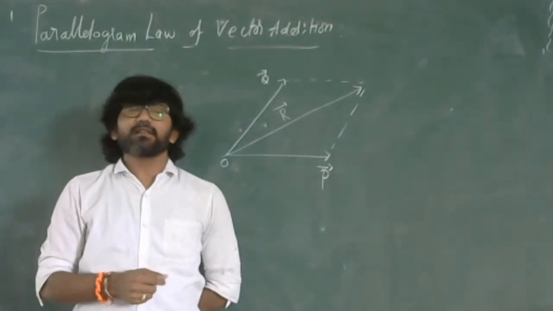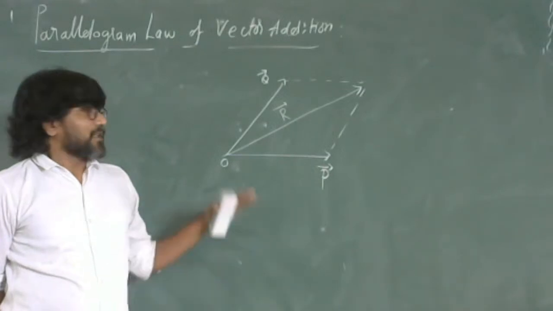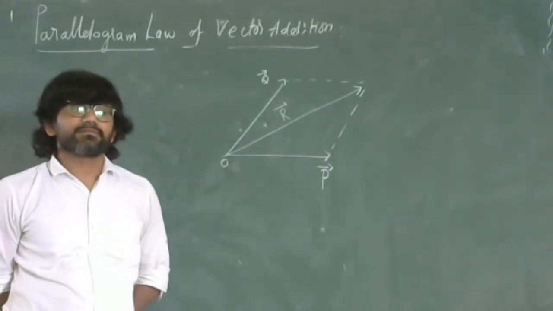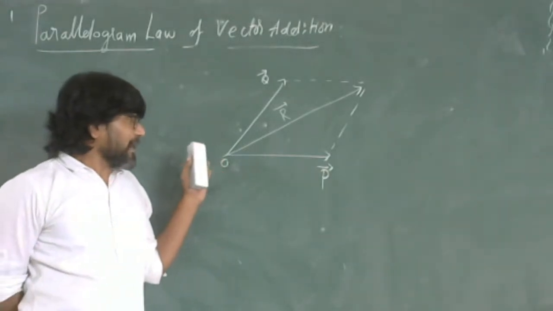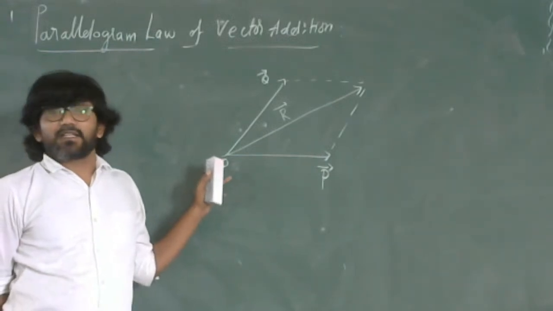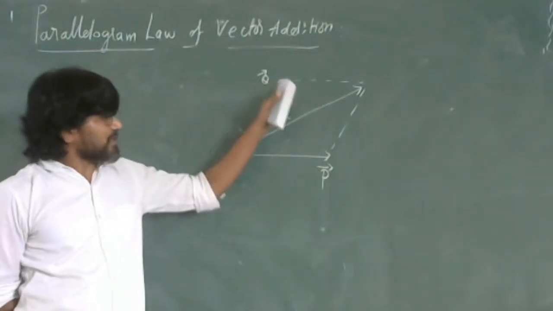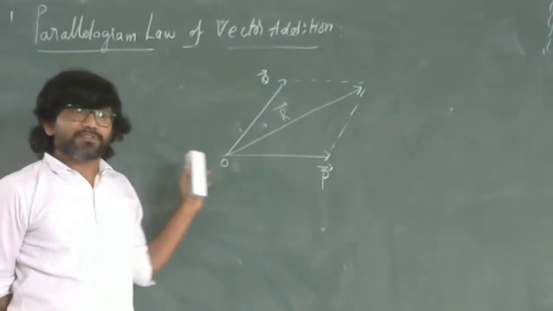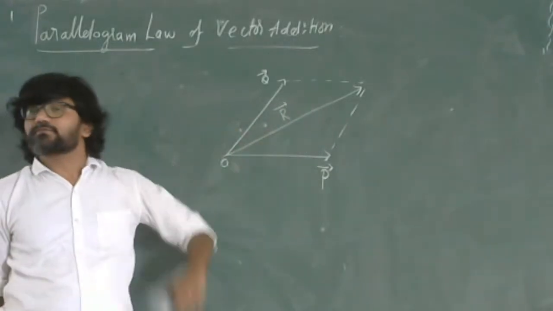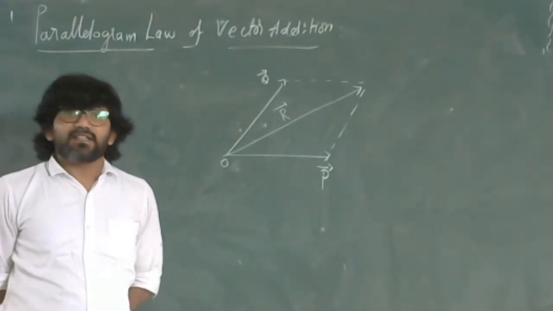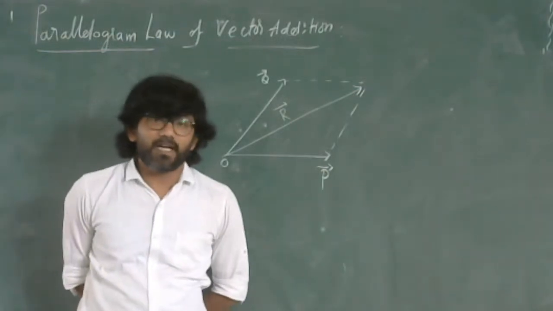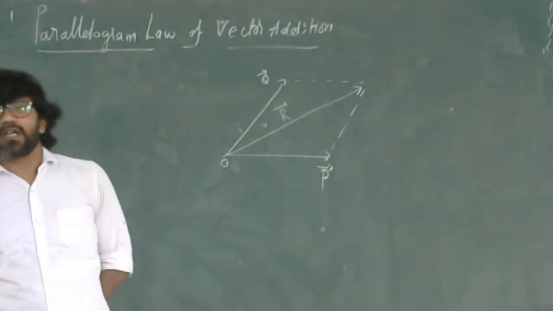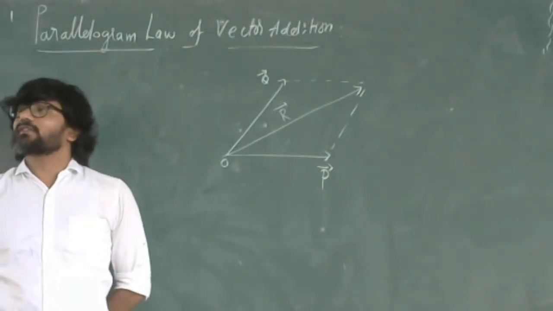then the diagonal of the parallelogram passing through common origin gives the resultant vector both in magnitude and direction. This is also a diagonal, but we don't want this diagonal. The diagonal which is passing through the common origin of the given two vectors.